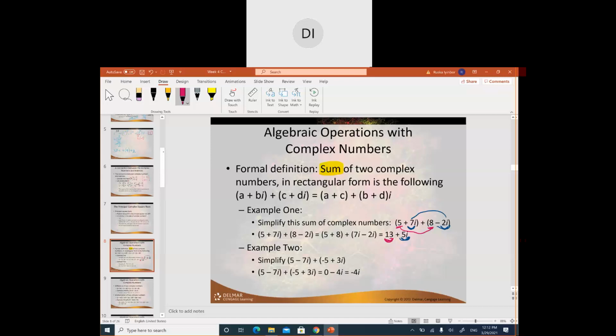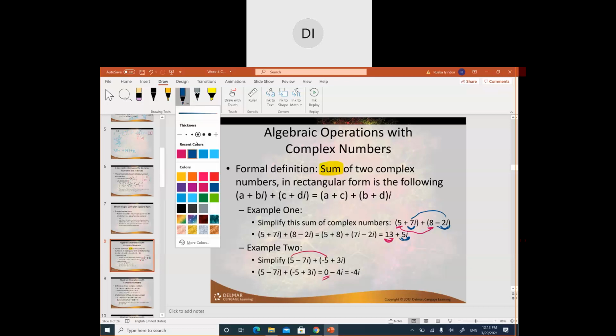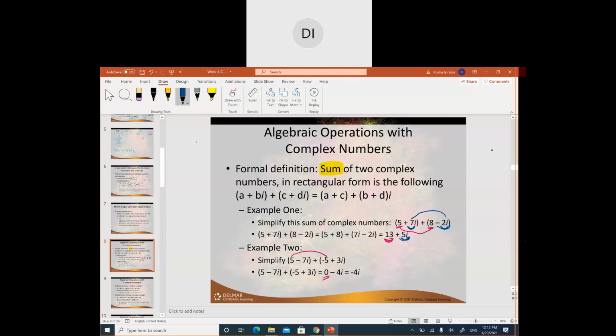So adding complex numbers is really easy. You just add the real component and you also add the imaginary component. In example 2, you add 5 plus negative 5, which gives me 0. And also you're going to add negative 7i and plus 3i, which gives me negative 4i. And because 0 is just 0, it doesn't matter. You're going to just get the answer, negative 4i. Everybody understand how to add complex numbers?